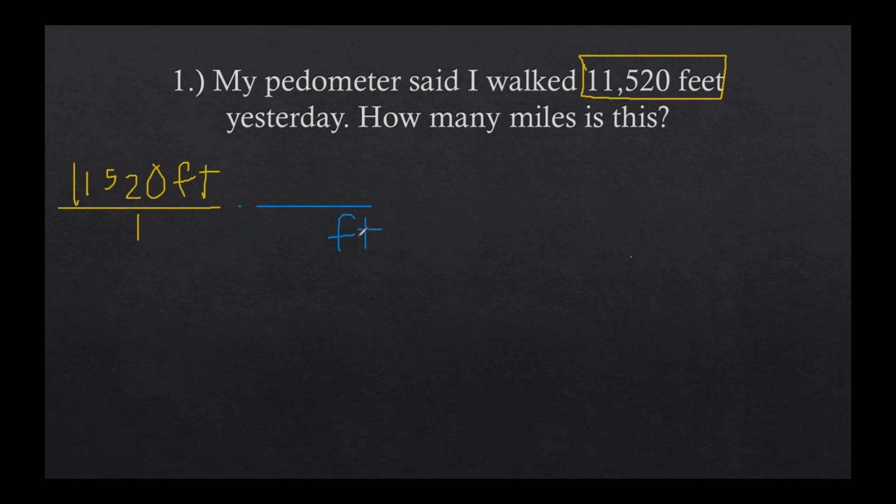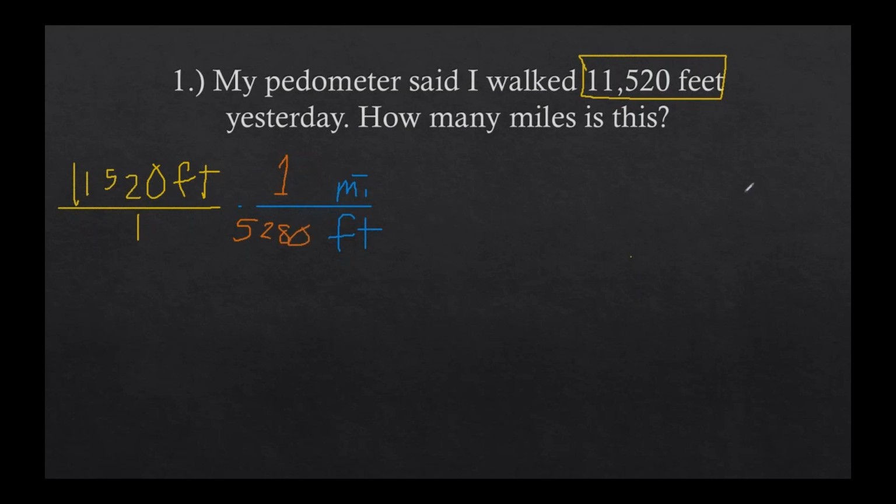I'm just thinking labels at this point. So I know that I can change feet to miles. So my identity ratio is going to be feet to miles. And after you have your labels in order, then you can think numbers, right? And I know from my page 245 that 1 mile is the same as 5,280 feet.